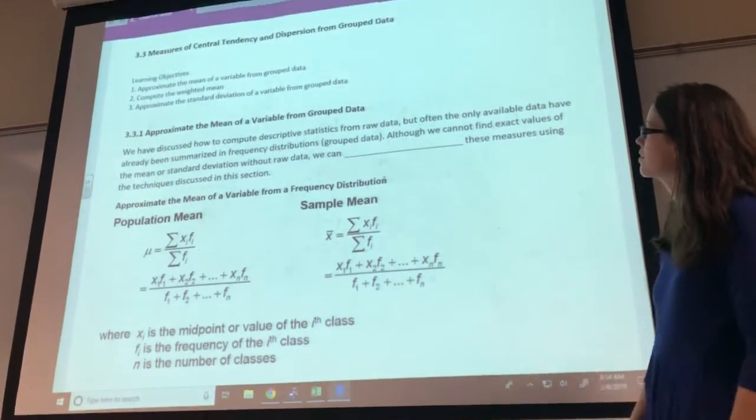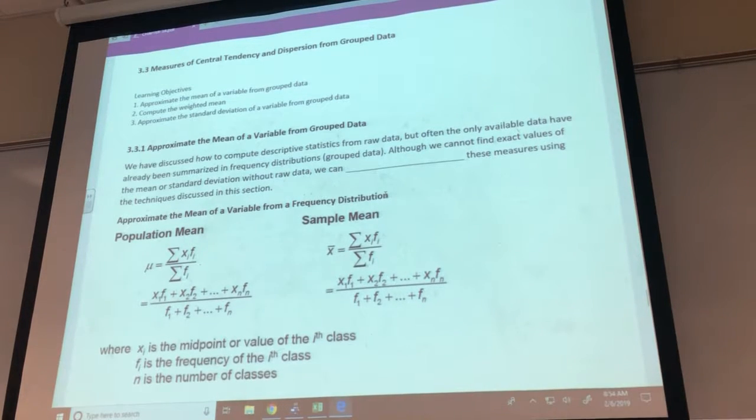We cannot find the exact values of the mean and the standard deviation without the raw data, so we're just going to say approximate. These aren't going to be exactly right, but we're just going to do an approximation of what we think they're going to be, using this stuff. Okay.